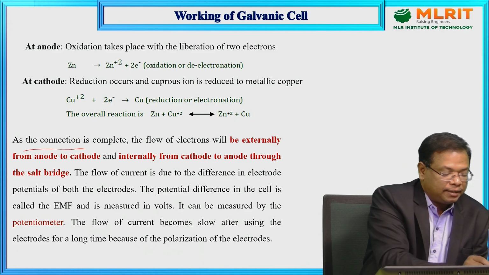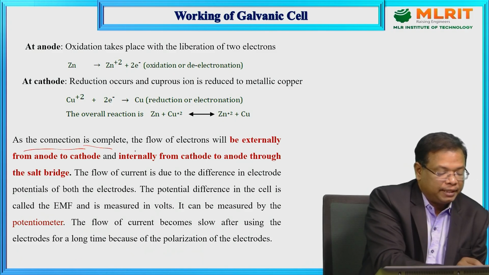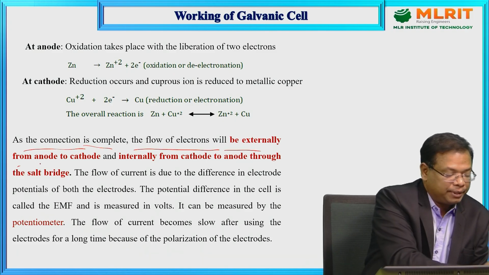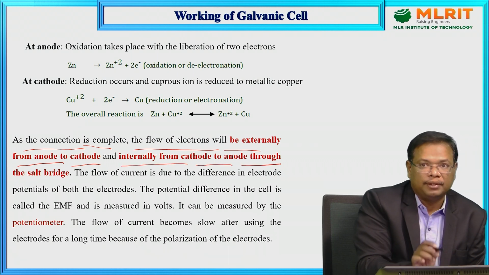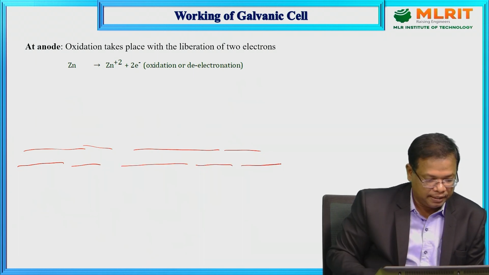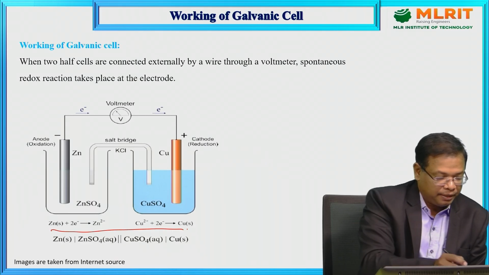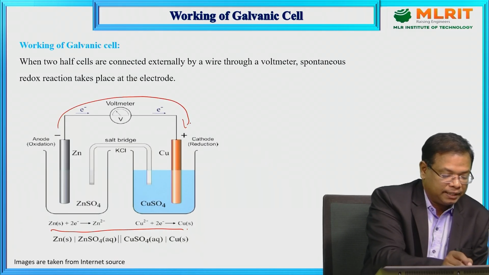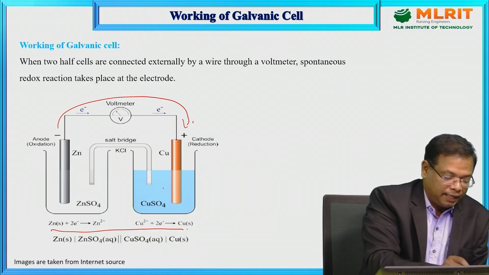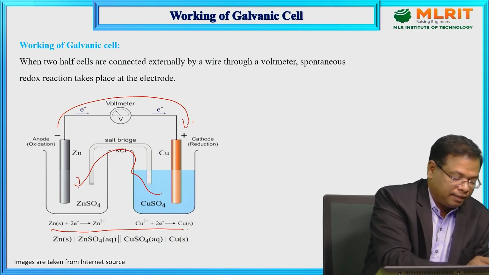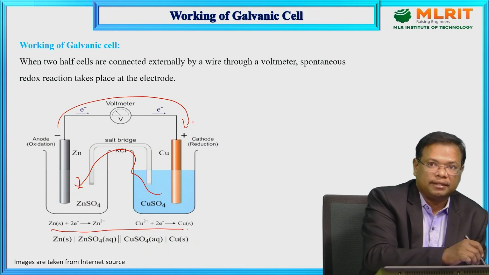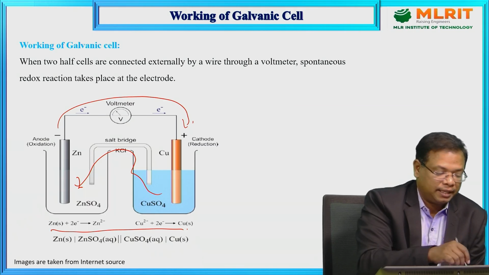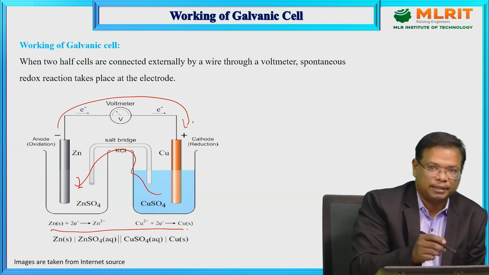As the connection is complete, the flow of electrons will be external, from the anode to the cathode, very clear, and internal from the cathode to the anode. We can see in this figure the flow of electrons is like this, and the ions will be like this. So this is the complete circle of the flow of electrons, the flow of reaction and the ions' movement.